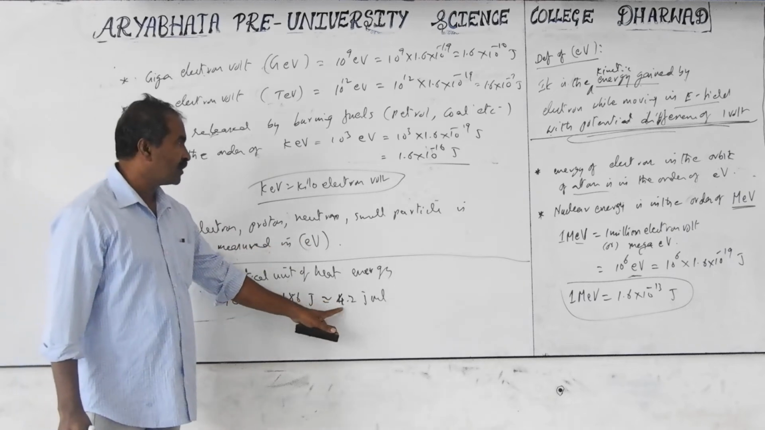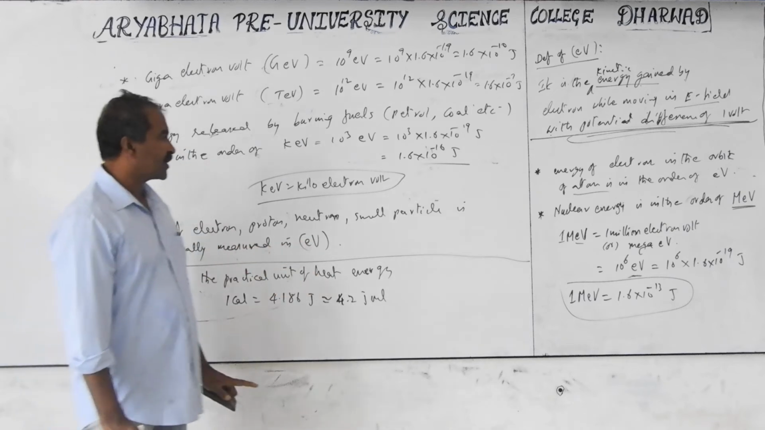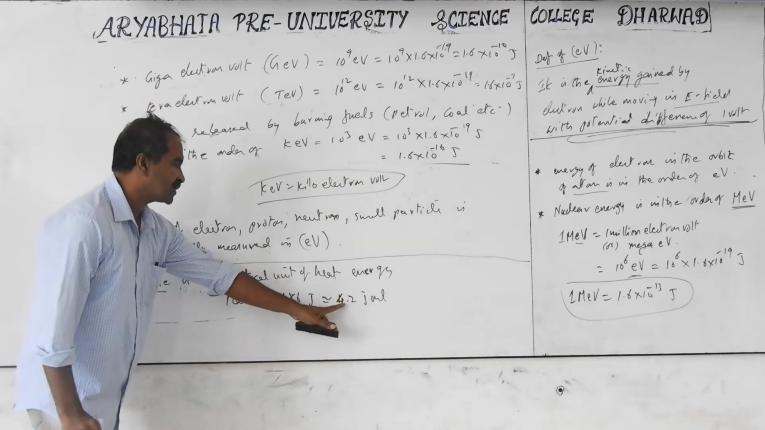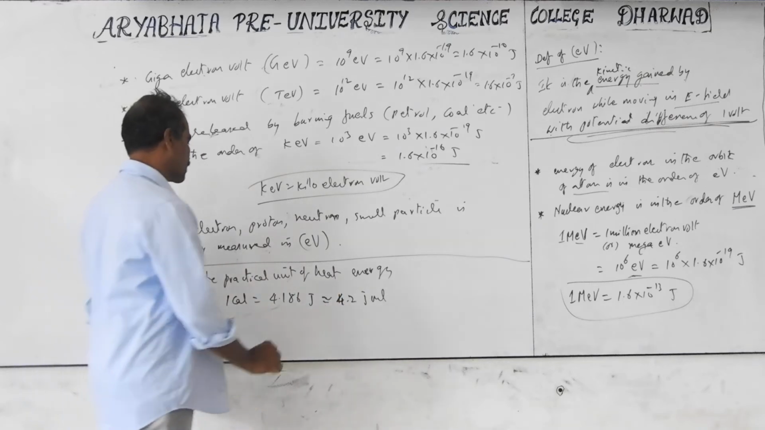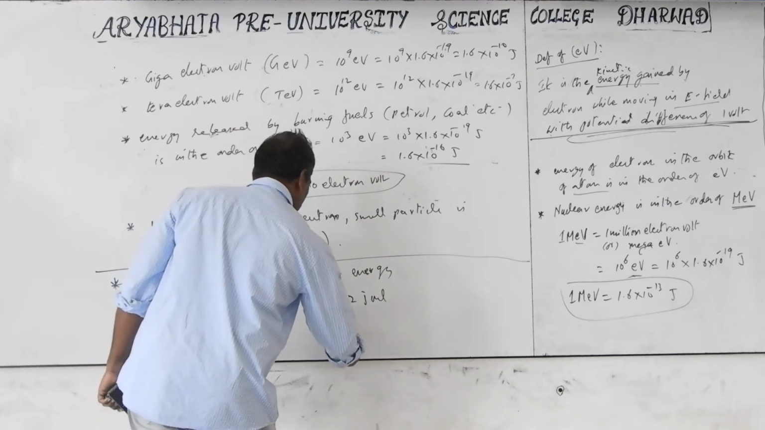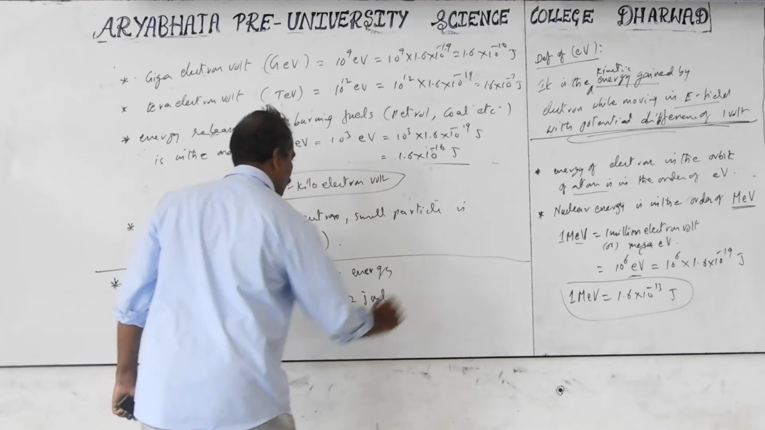So if you take this 1 joule, how much is 1 electron volt? 1 electron volt equals the charge of the electron expressed in joules. So converting this into electron volts, how many electron volts will it be? This equals 4.2 into 1 joule.